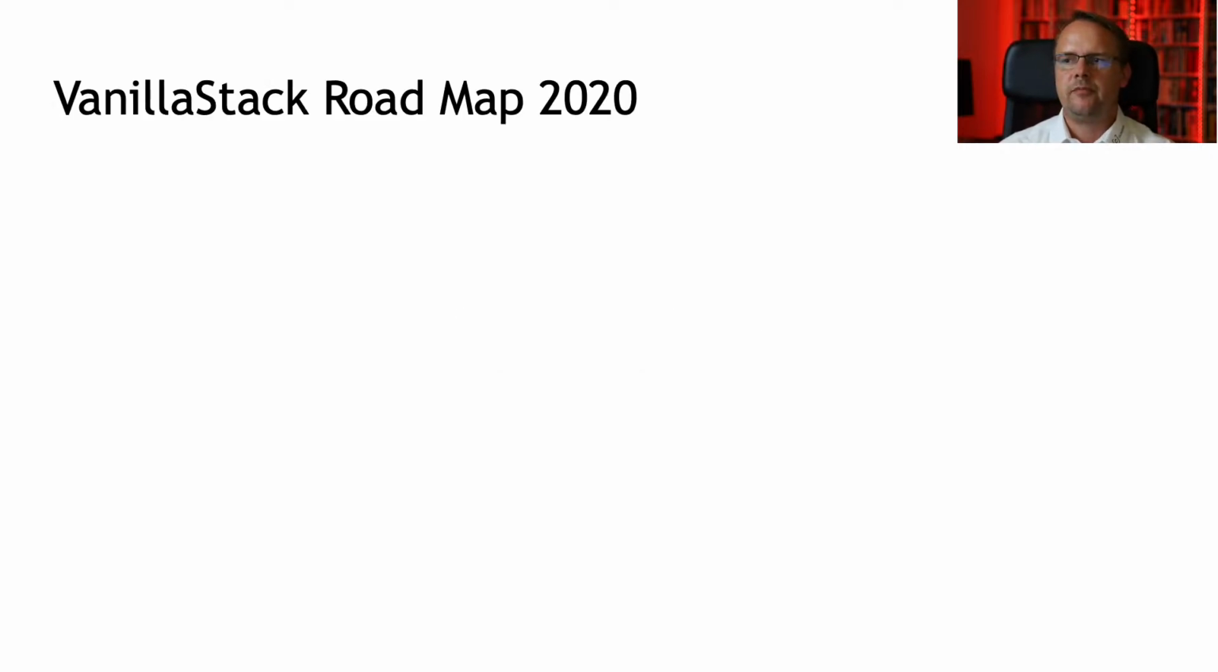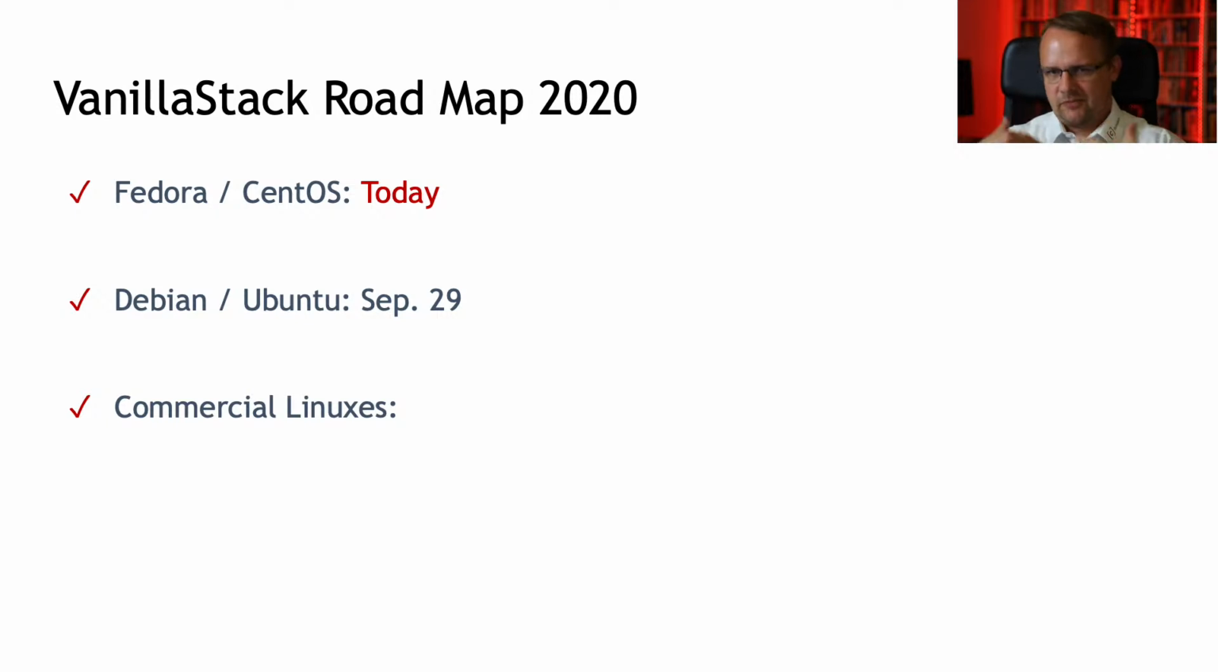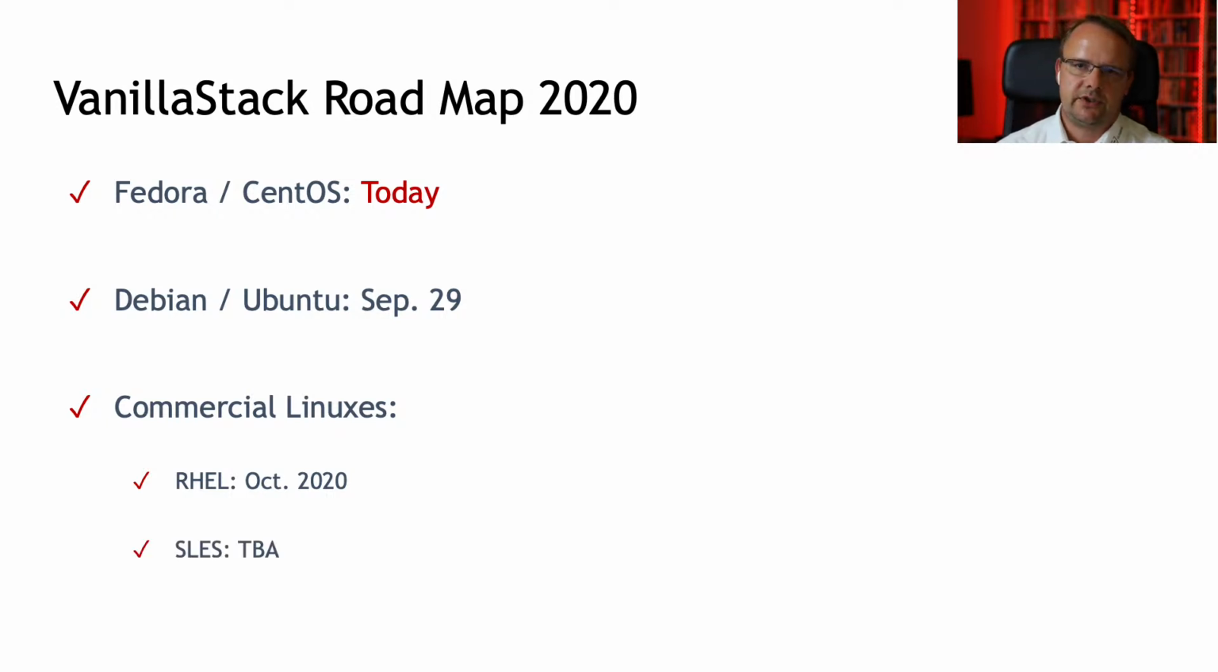We also provide you with a short insight into our roadmap. More on that is to come over the next weeks. We have support for Fedora and CentOS today. We will have official support for Debian and Ubuntu on the 29th. We also support commercial Linuxes. We checked that out, and it actually works, but giving you support on that is available for Red Hat Enterprise Linux from October, and for SUSE later this year. We will announce it accordingly.